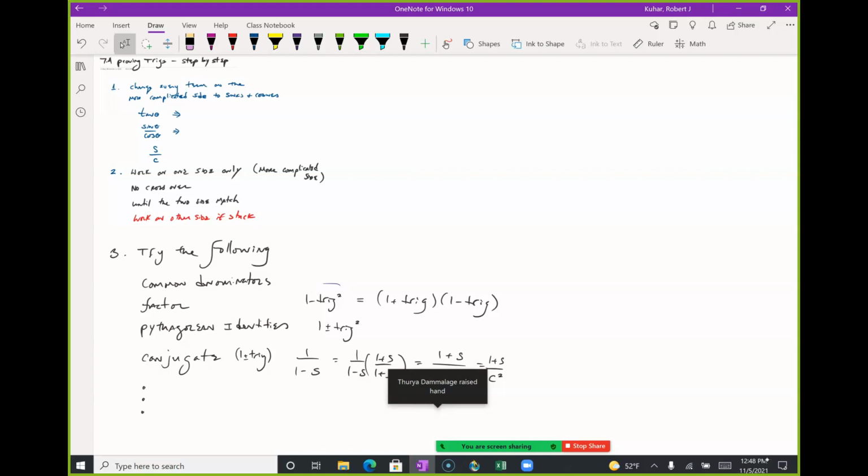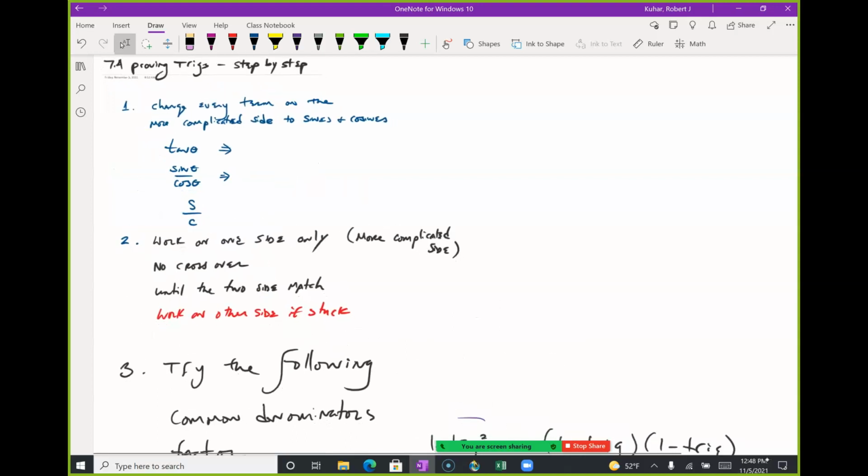Third question. What does the first one say? I can't really figure it out. In blue? Yeah. It says change every term on the more complicated side to sines and cosines. Got it. Okay. Yep.